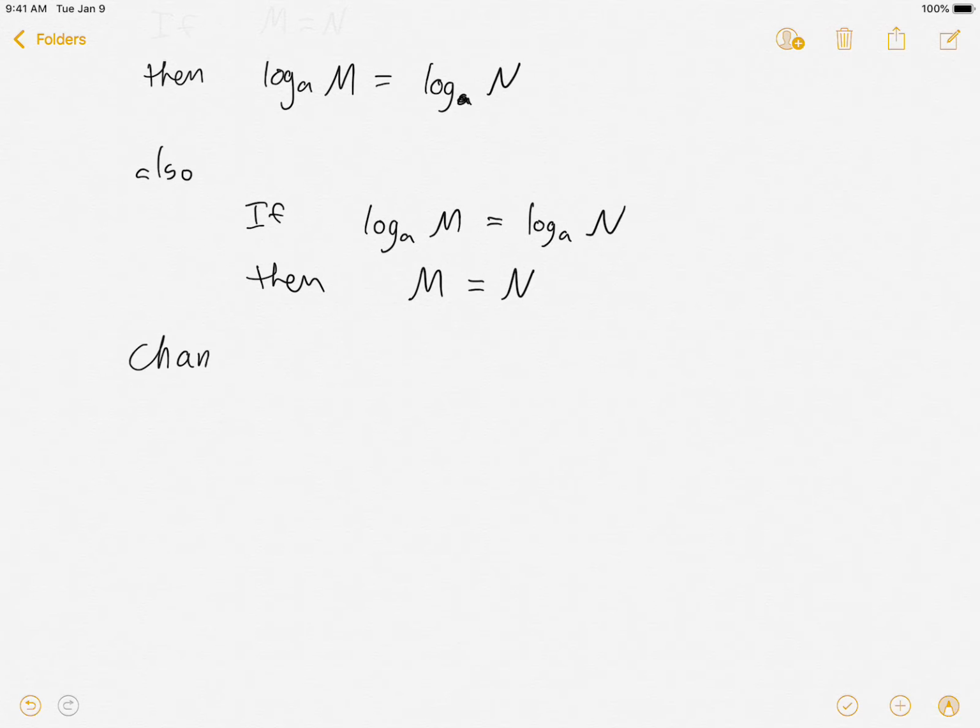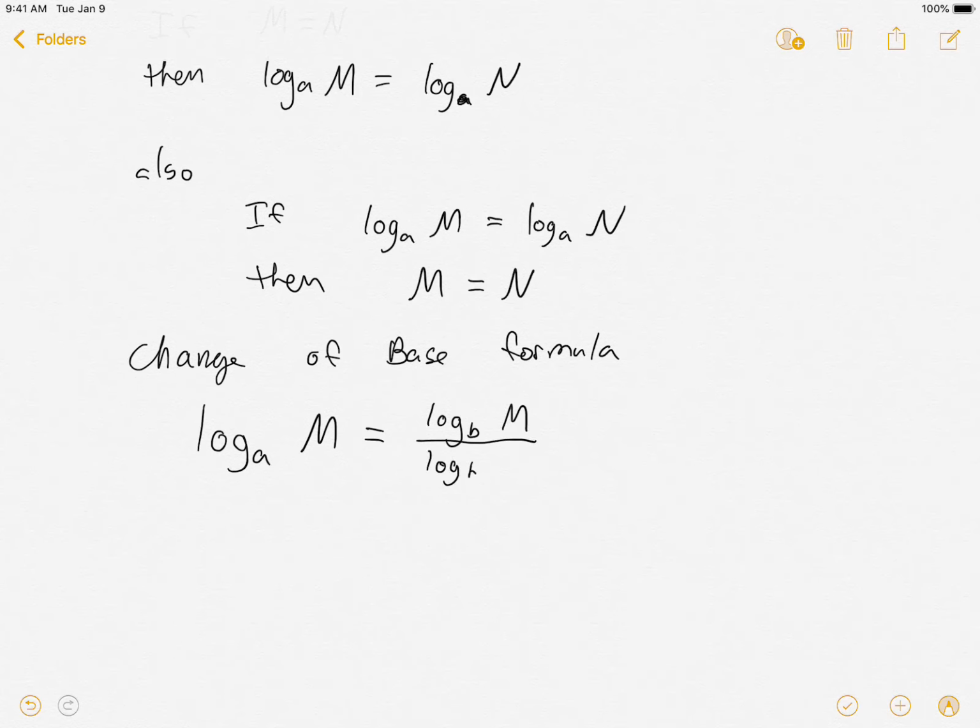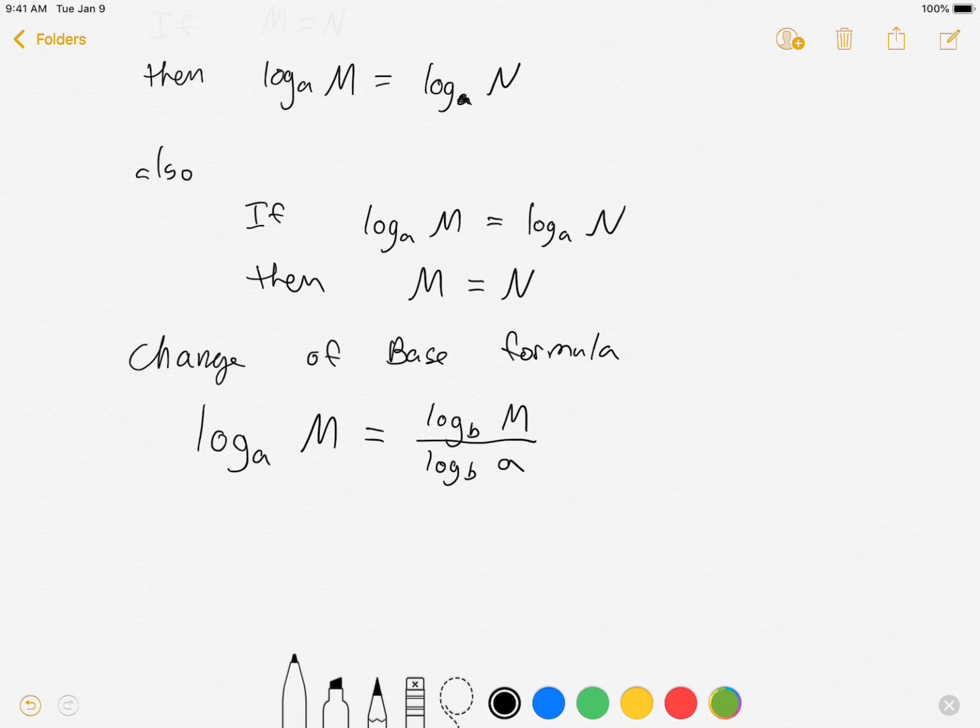And the last formula we're going to look at is the change of base formula. Okay, change of base formula says if I have log base a of m, I can change this to whatever base I want. So this is the formula: we do log base b, whatever base we want, of m over log base b of a. The way I like to think about it is this one's higher, so it goes to the top. This one's lower, so it goes to the bottom.